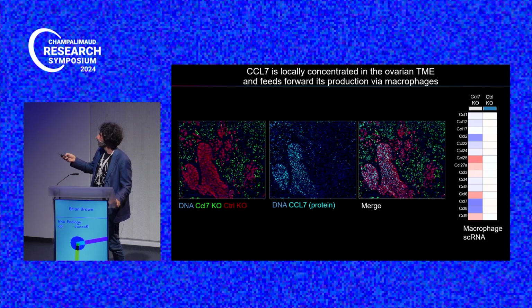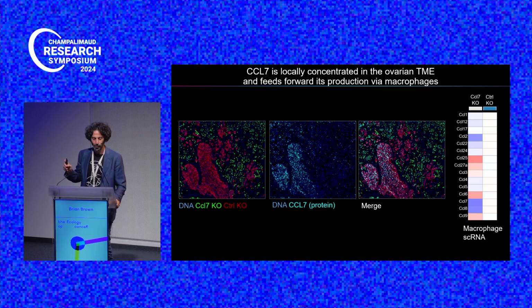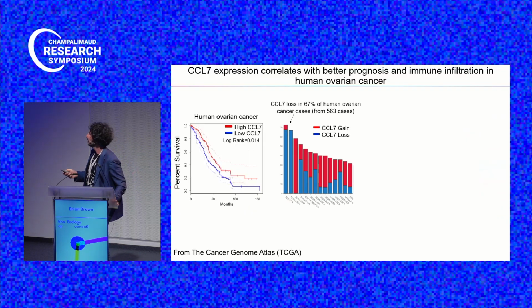So when we did single-cell seq of these different tumors and looked at the macrophage population, one of the things that we see prominently downregulated with the CCL7 knockout in the cancer cells is a reduction of CCL7 and CCL2 produced by the monocytes and macrophages, telling us that there's a feed forward where the cancer cells provide the factor, recruit these other cell types, which then can amplify the signal.